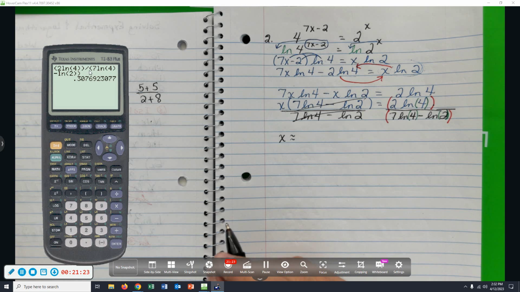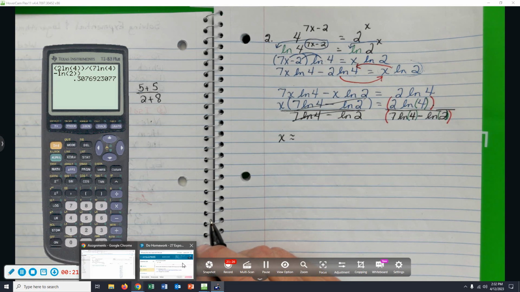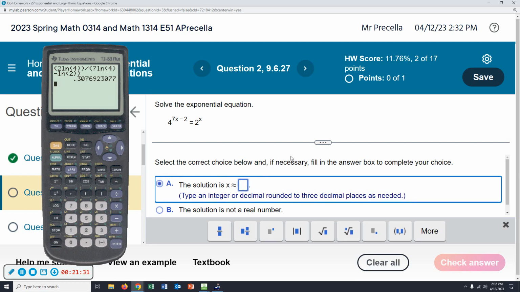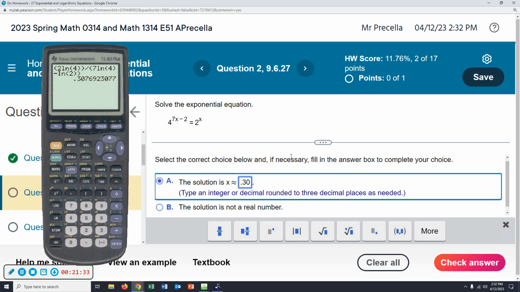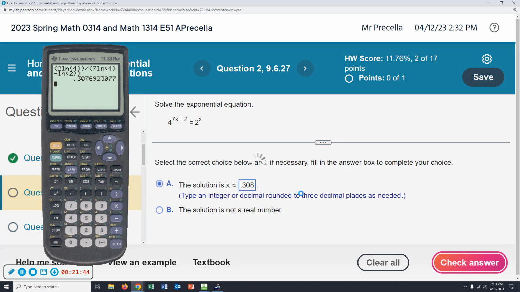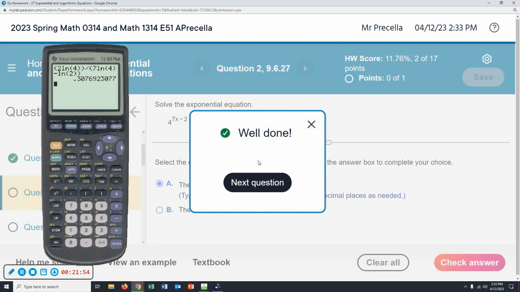Okay, how do they say to round it? 3 decimal places. Okay, so .30. Is it going to be a 7 or an 8? 8. Traditional rules of rounding: 5 or higher, you boost up the previous digit.